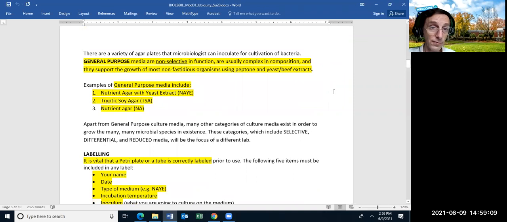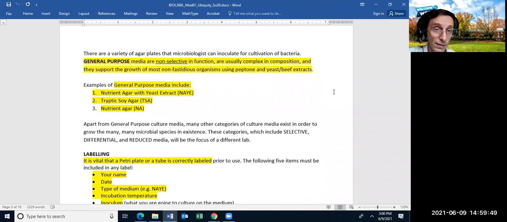We're going to be talking about general purpose media. These are non-selective media, and they are usually complex in composition. They support the growth of most non-fastidious organisms using peptone and yeast and beef extracts. So they grow a large number of organisms, they're cheap, and they're easy to use. We tend to use them in microbiology largely because they grow a large number of things and they're cheap.